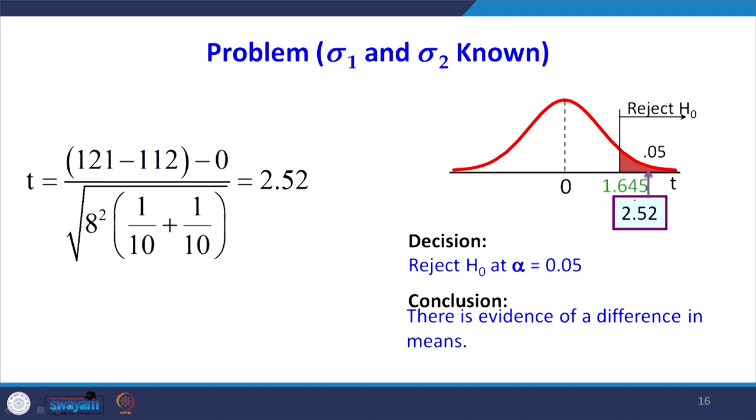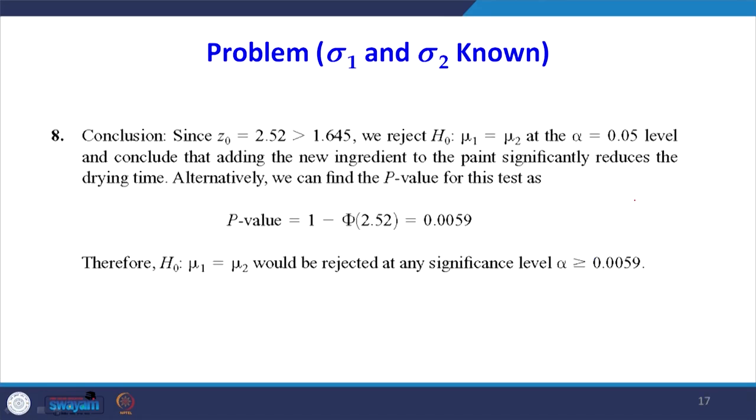The same problem can be done by comparing p values also. So, what conclusion can we have? Since the z calculated, that is 2.52, is greater than 1.645, we reject H naught, that is mu 1 equal to mu 2, at the alpha equal to 0.05 level, and conclude that adding the new ingredient to the paint significantly reduces the drying time. Since we reject the null hypothesis, we accept the alternative hypothesis that says that the new ingredient is reducing the drying time. Alternatively, we can find the p value for this test.